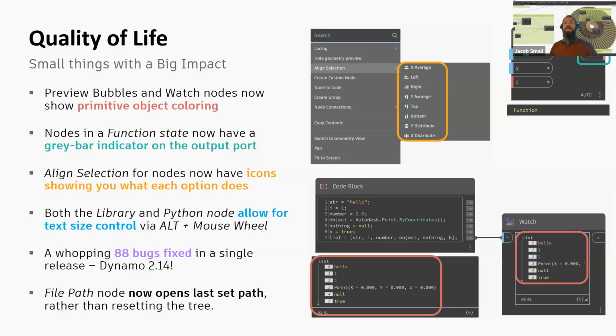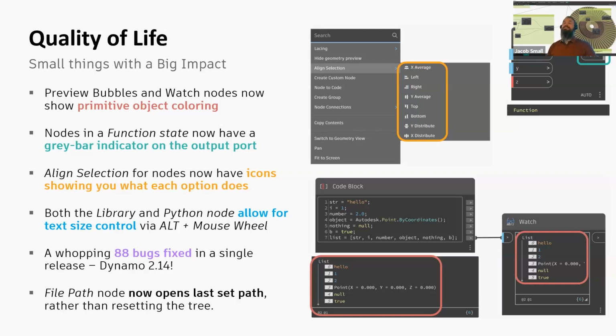After that, both the library and the Python node allow for text size control via Alt and the mouse wheel. So it is one of those hidden shortcuts, but that's super useful, in particular when I've been demoing Python to customers and elsewhere in the world, writing my own as my eyesight starts to go late at night. I can zoom in and see what it all is in there.